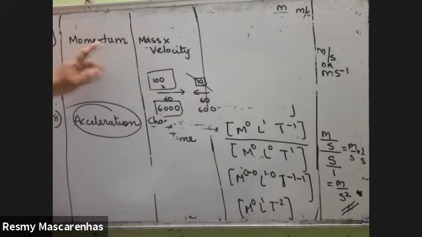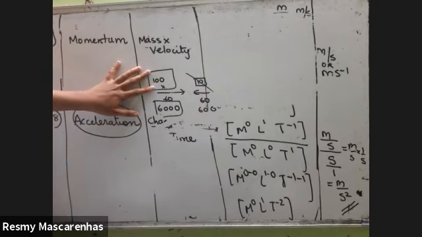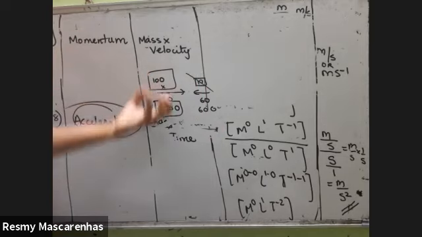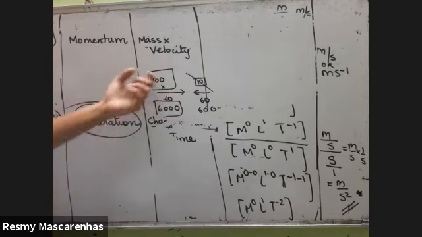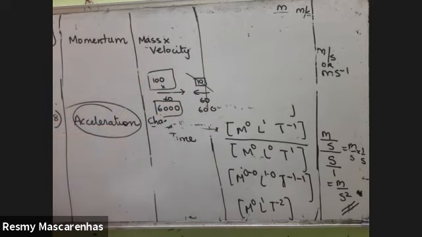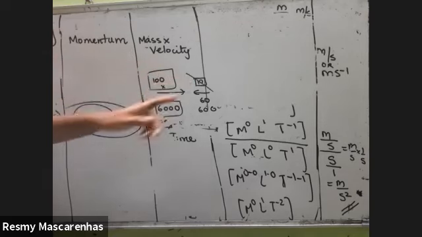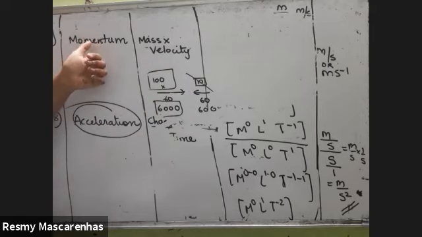Why? Because the momentum of whichever vehicle is more. As per the formula, it's mass into velocity, so it gets multiplied. So that's why normally the bigger ones always have more impact on the smaller thing. Okay? So that is actually what momentum is called: mass into velocity. It's a kind of impact, how much impact will be there.